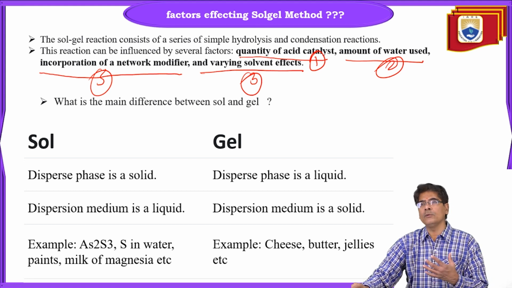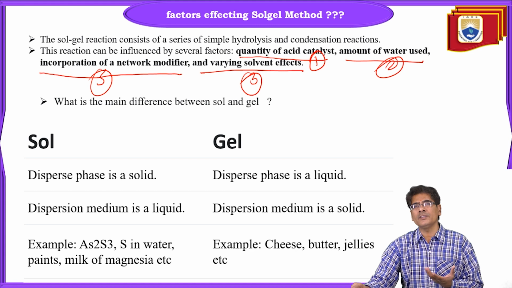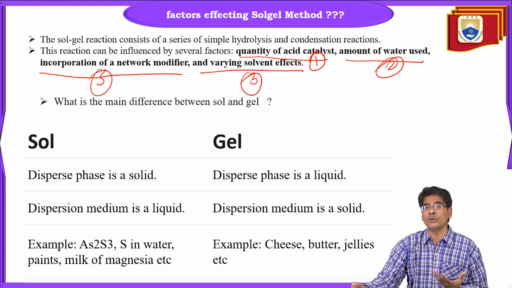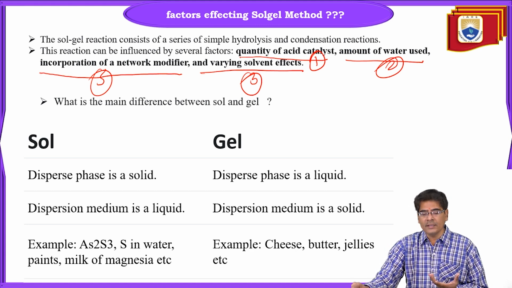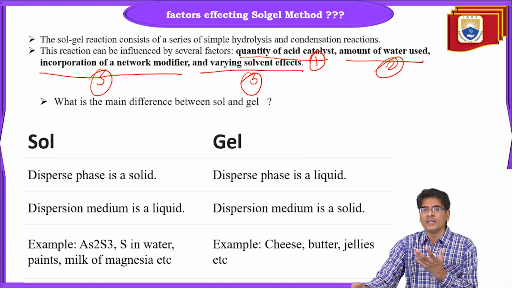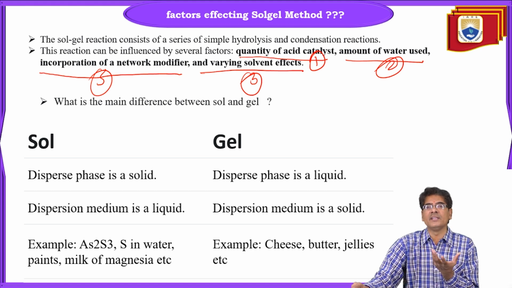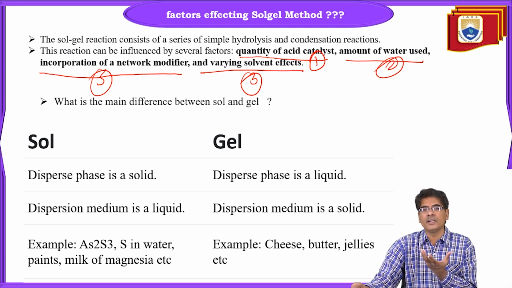Now, if we understand the difference between sol and gel, what is the main difference between sol and gel? A sol is a disperse phase that is a solid, and the dispersion medium is a liquid. Examples are As2S3, S in water, paints, milk of magnesia, etc. So these are the examples of sol.